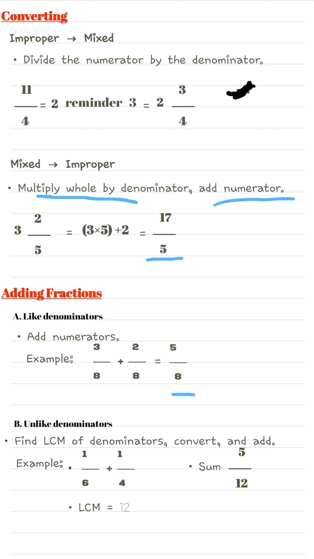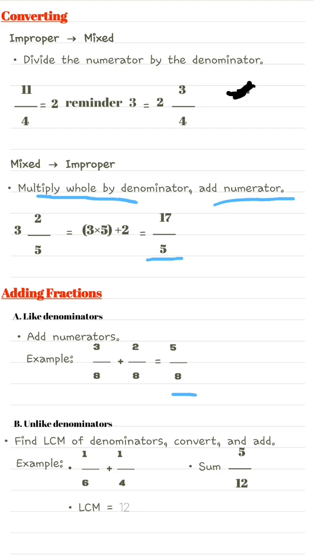Unlike denominators, you must first find the least common multiple, LCM, of the denominators. Convert both fractions to equivalent fractions using the LCM as the new denominator, and then add the numerators. Example, 1/6 plus 1/4. The LCM of 6 and 4 is 12. Convert to 2/12 plus 3/12. The sum is 5/12.